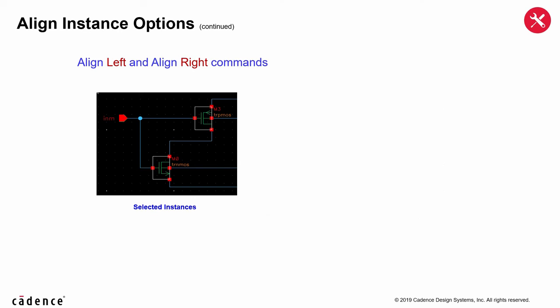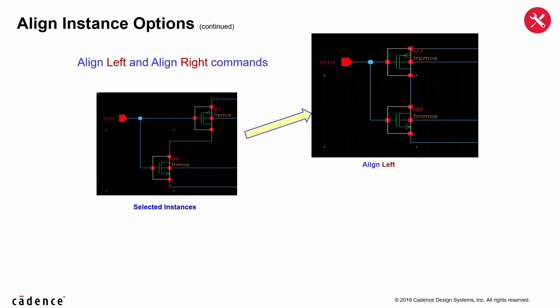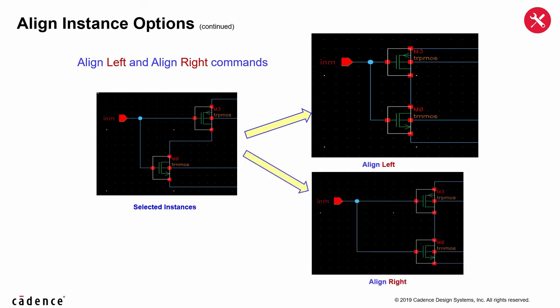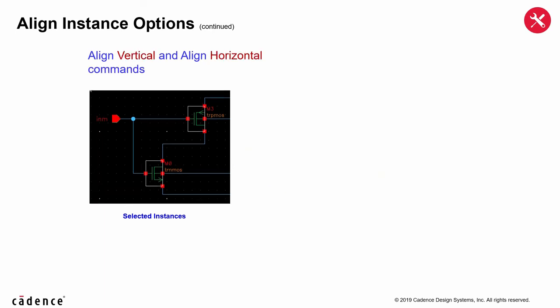Here we see an example of using the Align left and Align right commands. Suppose your instances M0 and M3 are connected as shown here. This is the same original connection you saw on the previous slide. Now on choosing Align left, M3 gets aligned with M0, which is at the left of the schematic. And suppose you chose Align right, then M0 gets aligned with M3 since M3 is at the right of the schematic.